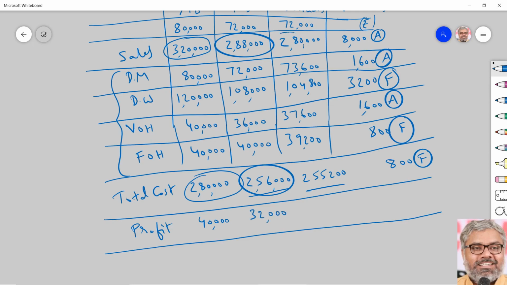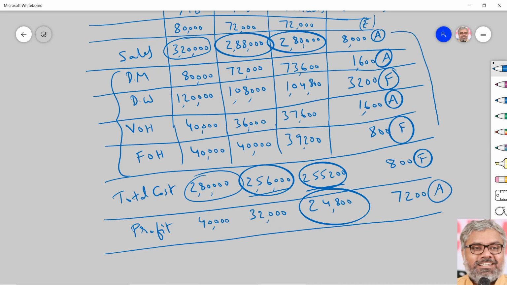But how much did it become? Sales were lesser, but the cost also had a little bit of favorable variance. But at the end of the day, 280,000 minus 255,200, 24,800 rupees is the actual real profit that they have made. 32,000 they were supposed to make, but they made only 24,800, which means there is an adverse variance of 7,200 rupees in profit itself.